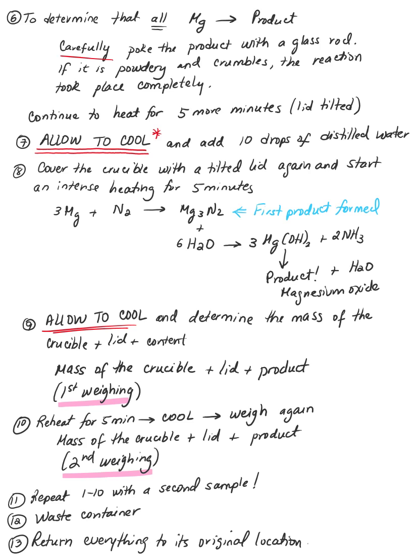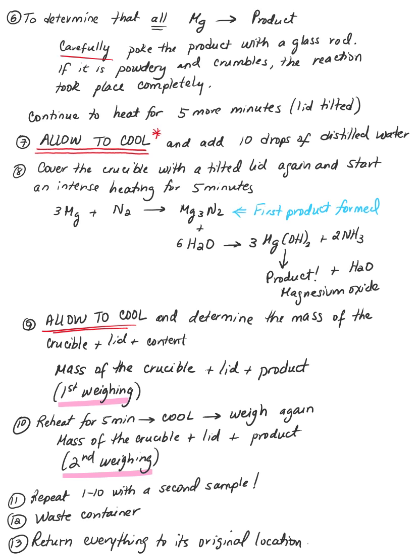Once you open the crucible, you remove the lid and you check if there's no more light coming off from the magnesium. You can think the reaction is over, but we're going to check anyways. You're going to take a glass rod and carefully you're going to tap your solid inside the crucible.